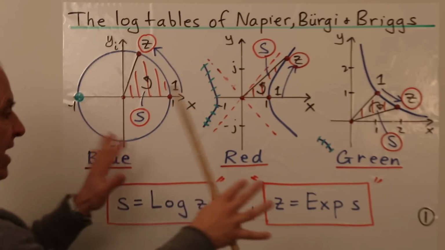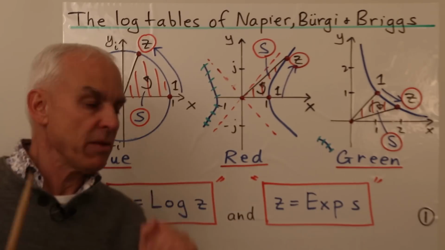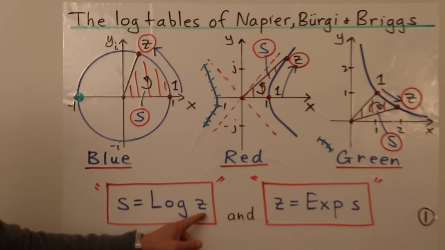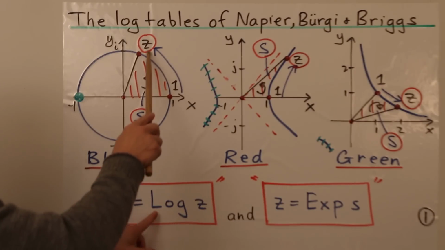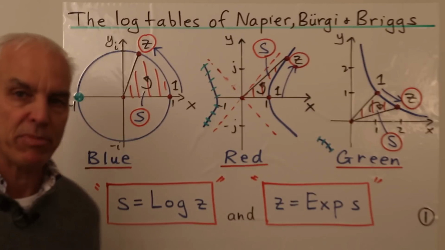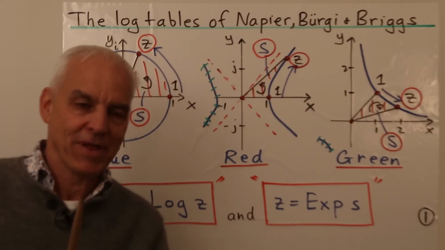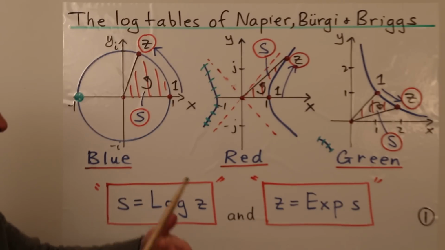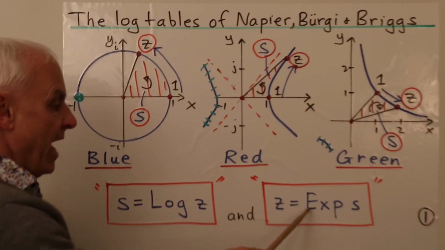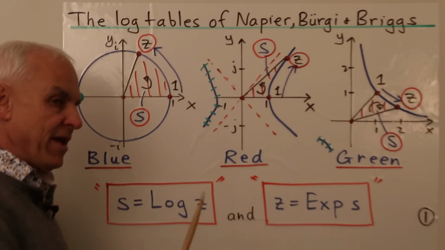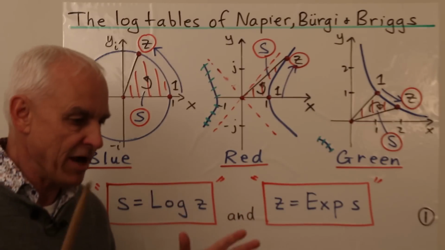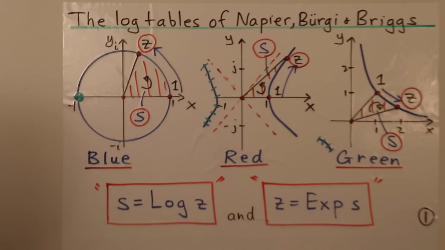So in all three cases, we get a relationship between S and Z. We say that S is the log of Z, but it's a capital L log. It's like a bigger log than the usual one. Correspondingly, or inversely, Z is exp of S, again with a capital E, a bigger kind of function than the usual exp.